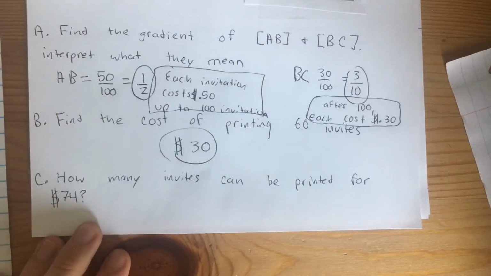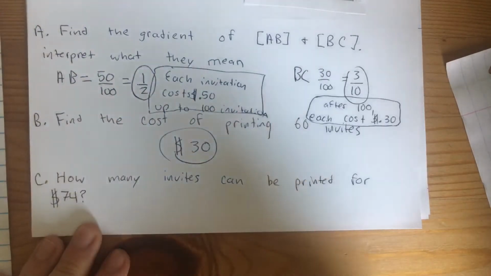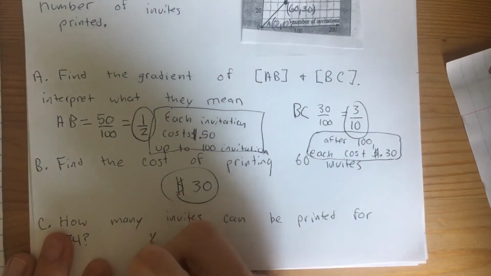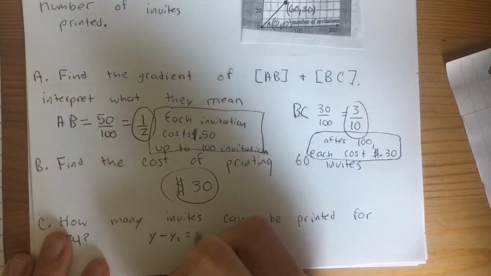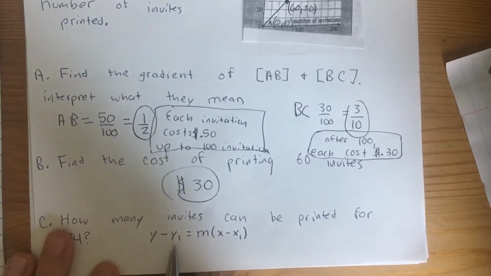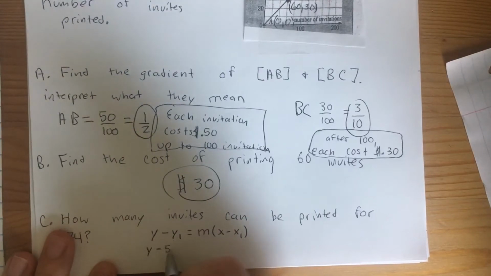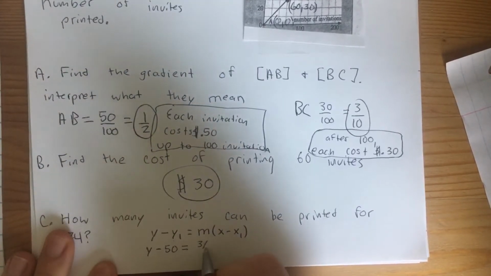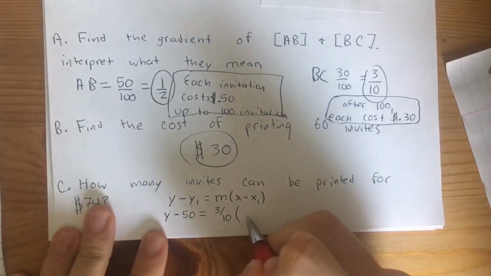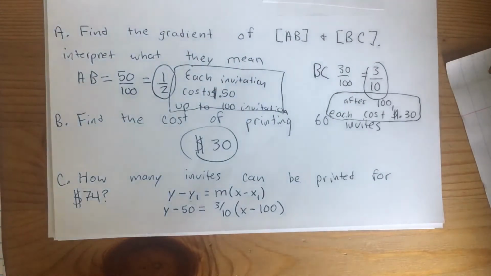So we'll say, okay, for $74, we're going to say the coordinate here that we know, we've got to write an equation here. So I'm going to use gradient slope form, m times x minus x1. The coordinate we have here is the coordinate 100, 50. So we're going to say y minus 50 equals the slope, which is 3/10, times x minus 100.